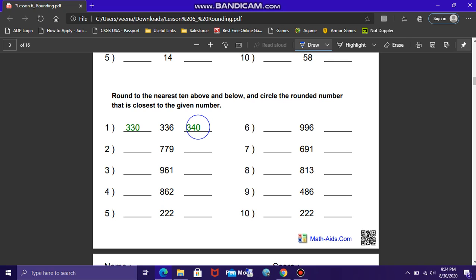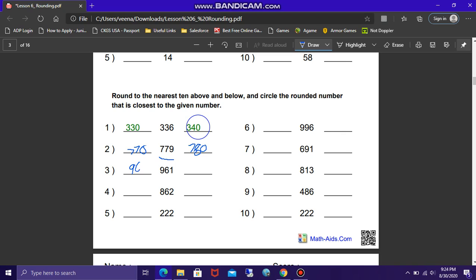So we have 779. This might seem a little harder to do, but it's still pretty easy. So let's look at the first place value. 9 is the first one in order. 9 is greater than or equal to 5, so that would round up, making the 7 plus 1, which would be an 8. So this would be 780. Now let's say we round down for some reason. Then this would be 770.